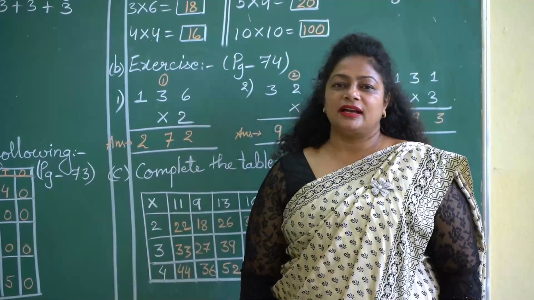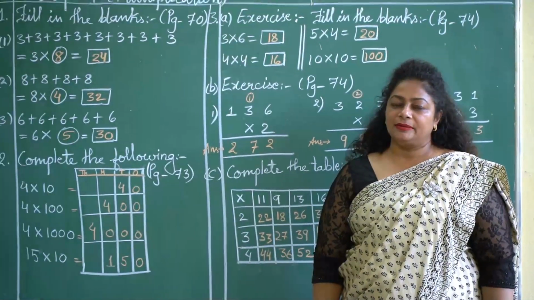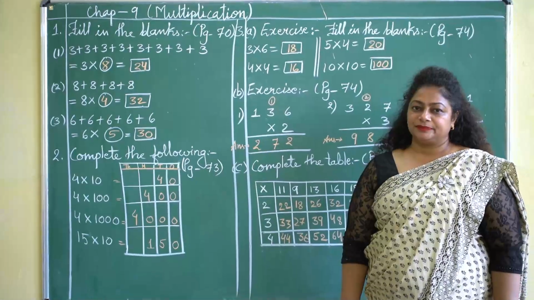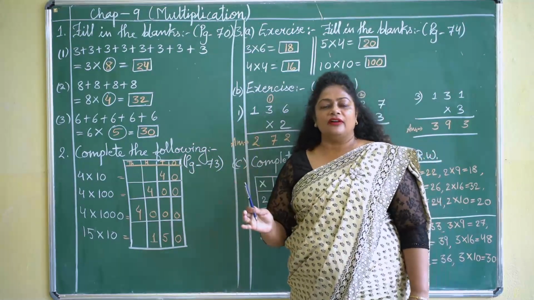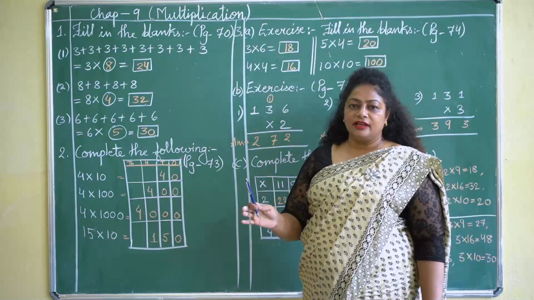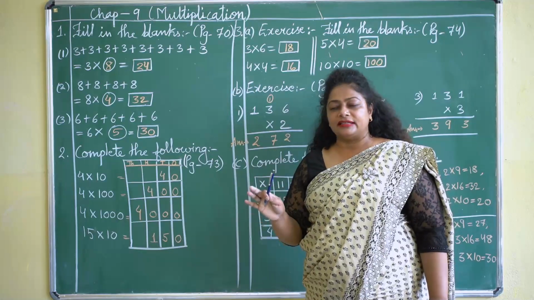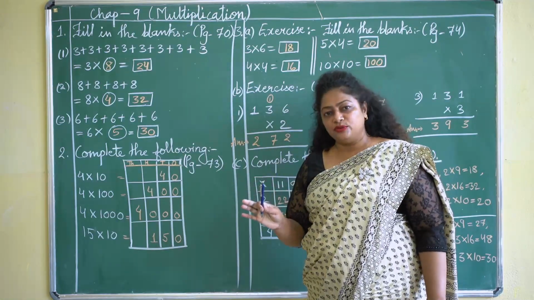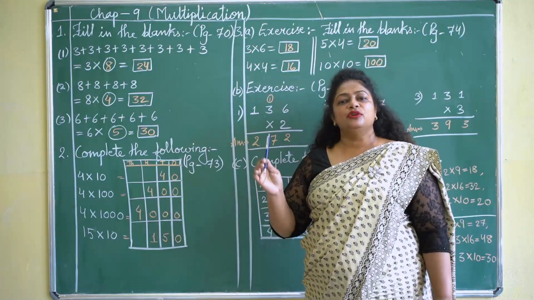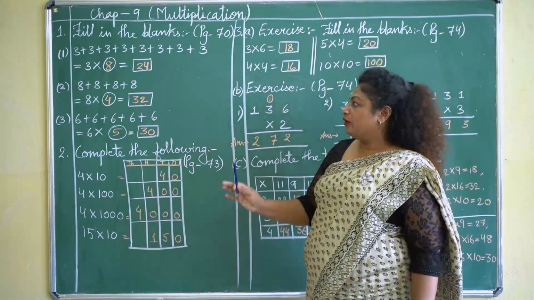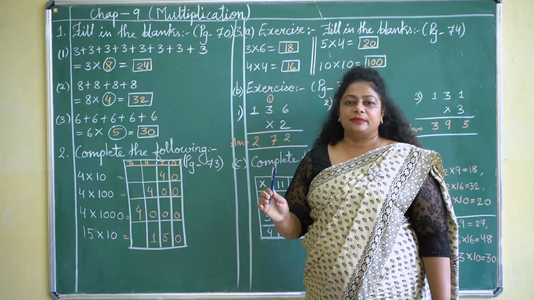Children, this finishes chapter 8. Now we will be starting with a new chapter, that is chapter 9, multiplication. Before starting this chapter, I have to make you sure that you have to learn the tables by heart. Since you have already learned the tables from 1 to 10 in the lower classes, that is in classes 1 and 2, but now in class 3 you have to learn the tables from 11 to 20 also. So in order to solve the problems of multiplication, you should know the tables by heart.